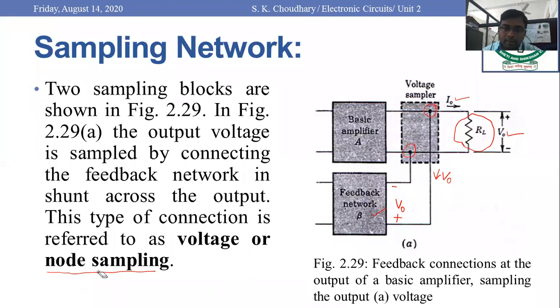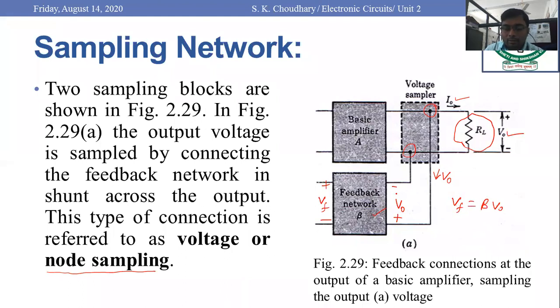Okay, and at the output of this, in the feedback network there is maybe a resistive network, maybe capacitive, maybe inductive, or maybe a combination of these. Here, finally, the feedback voltage has to be available. Basically, beta times V0 is equal to your feedback voltage VF.